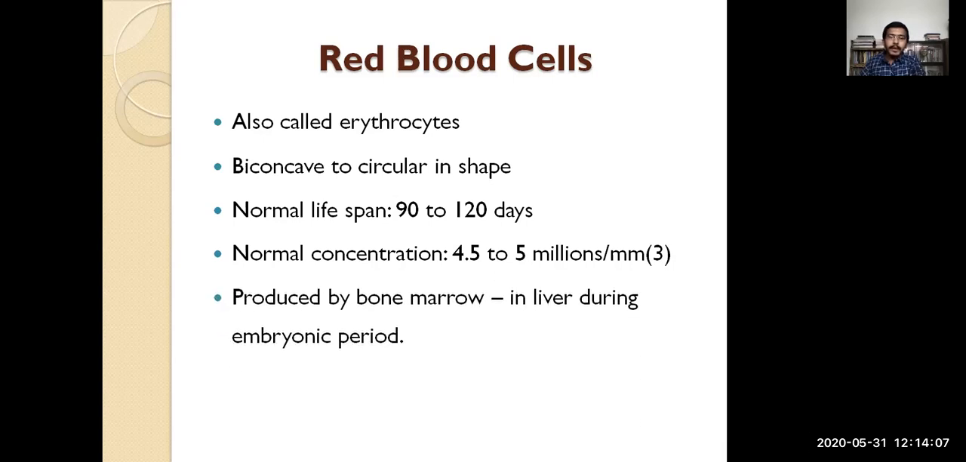And these red blood cells are produced by the bone marrow, but in the embryonic period, these RBCs are produced by the liver as well. And once they complete their lifespan, that is 120 days, these RBCs are destroyed either by the spleen or in the liver.